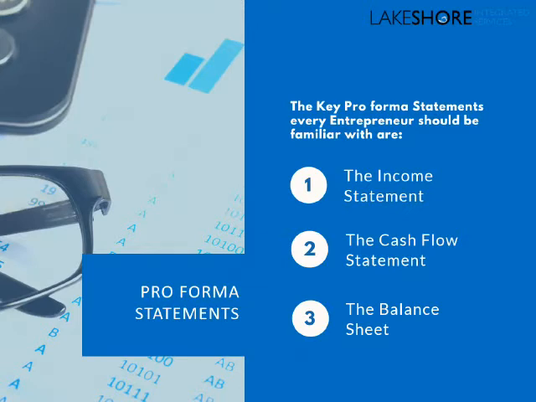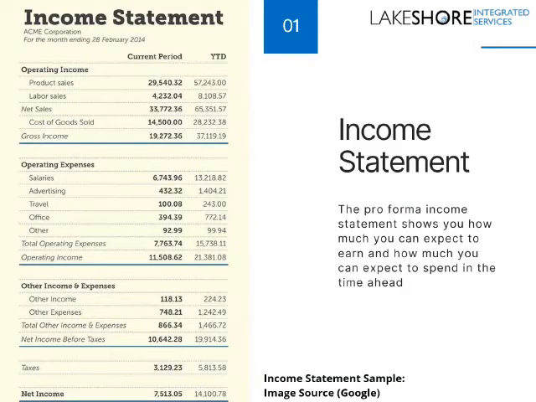So let's quickly look at the income statement. The pro forma income statement shows you how much you can expect to earn and how much you can expect to spend in the time ahead. On the left side, you can see a sample of an income statement. You can study this sample to see the components of an income statement. You have operating income, other income and expenses. So you can just take your time to study this sample, and you can also use this sample to prepare your own income statement.